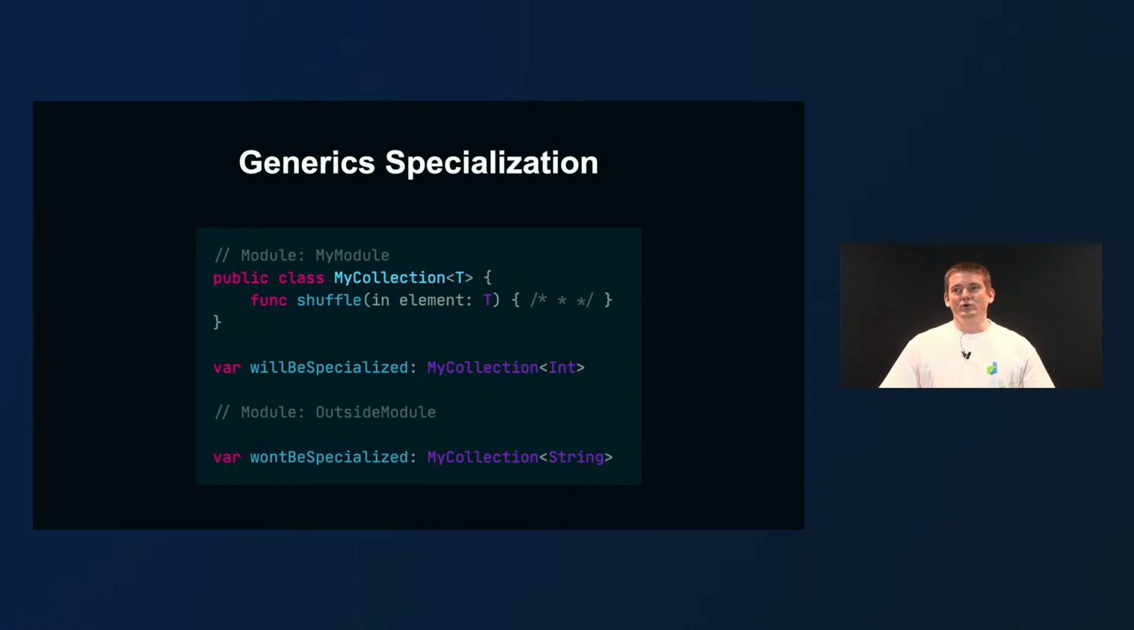In this case, "will be specialized" is going to get a special version of shuffle made specifically for Int. "Won't be specialized" is not going to get that. So when your app is running, "will be specialized" will be dispatched directly to a shuffle for Int, whereas "won't be specialized" is going to be dispatched to the generic shuffle, and then it'll be dispatched back to Swift or back to String.